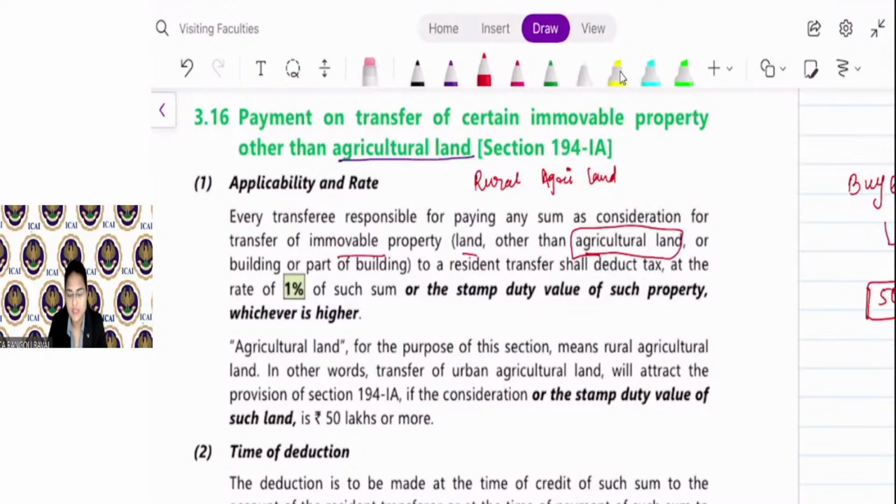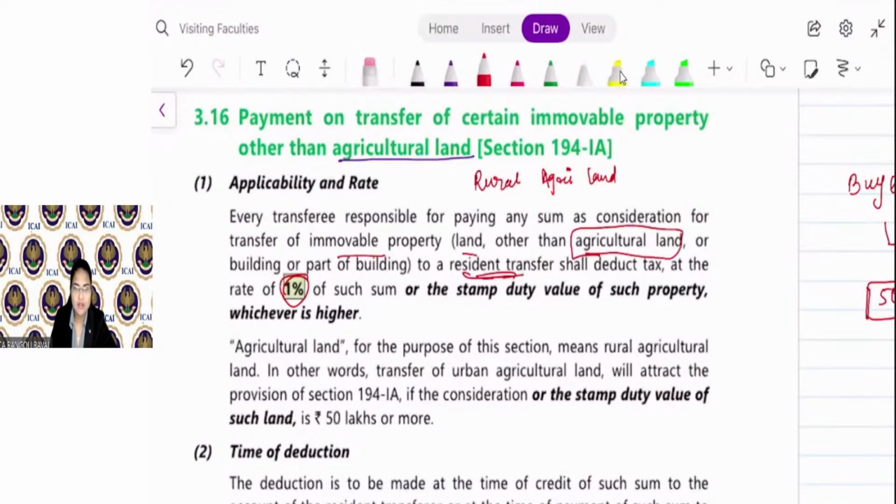To a resident transferor, that means the seller should be resident, shall deduct tax at the rate of 1%. Here, my dear friends, the exemption for individual and HUF is not given. So this provision is applicable to everyone, irrespective of your turnover in the last year as an individual. You have to deduct TDS on actual consideration or stamp duty value of property, whichever is higher.